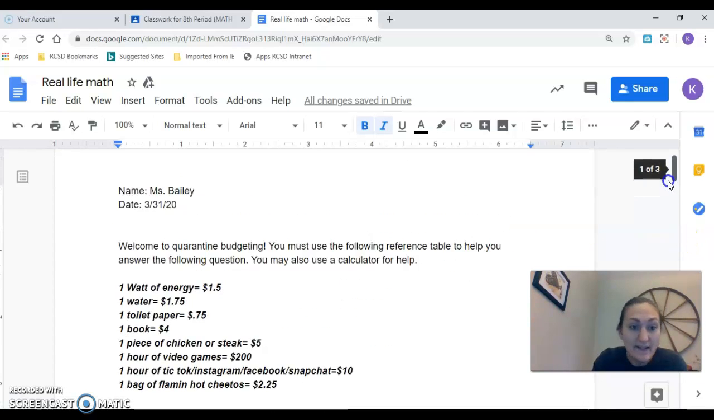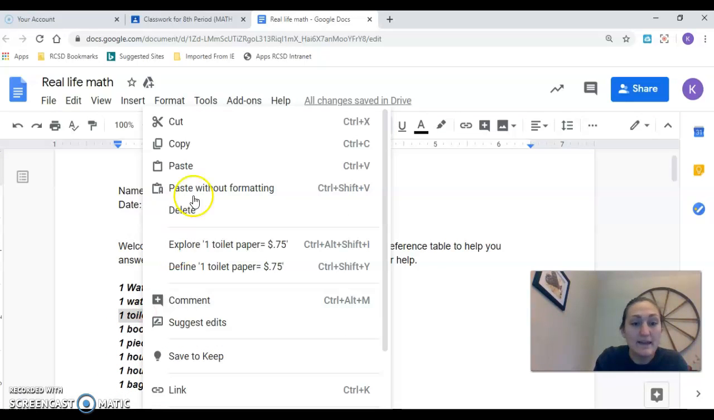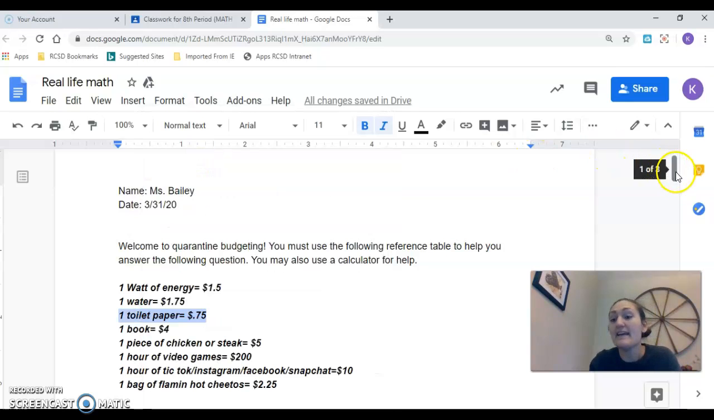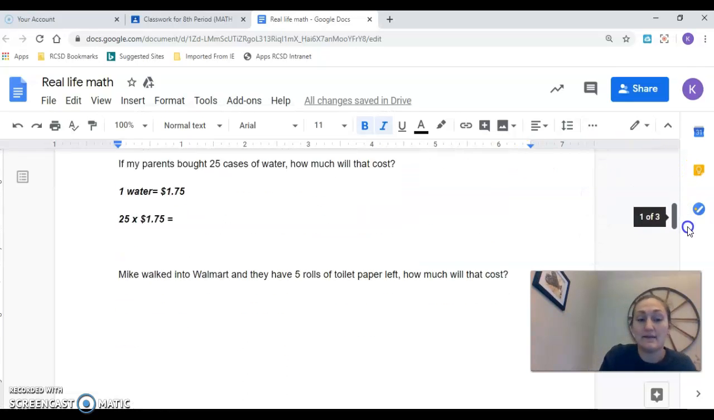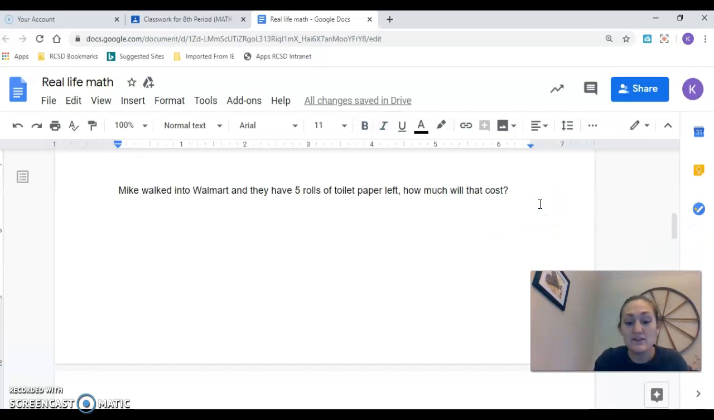Let's go see how much a roll of toilet paper is. Again, I'm going to highlight it and copy it so that information is right in front of me in the problem, because I'm using that reference table like Mr. Jackson said, but then I'm bringing it down to the problem so I can see it right in front of me. Okay, 5. Then I would have to do 5 times the 75 cents.